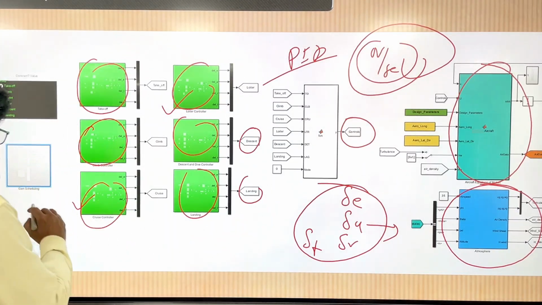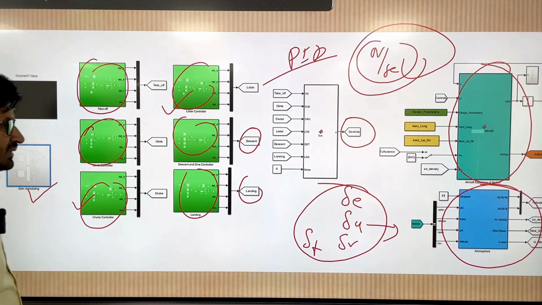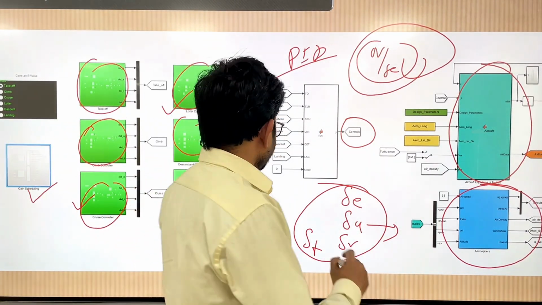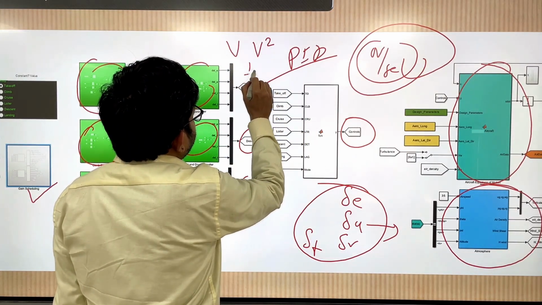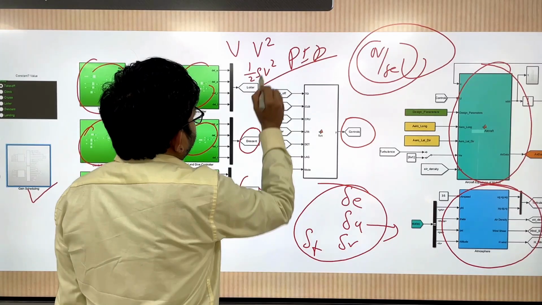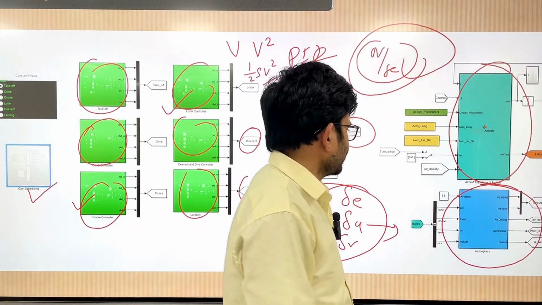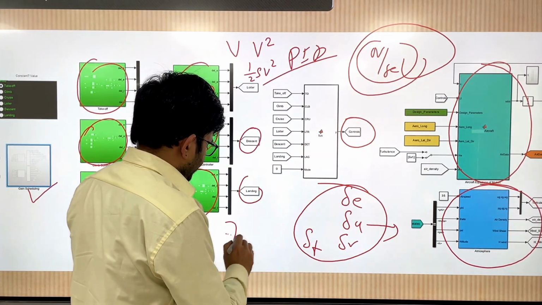So if you have any doubt here, you can ask. And here one more block, you can see this is gain scheduling. So you can schedule the gain based on speed square, or dynamic pressure, half rho v square. Because already you have designed the controller at a single trim point, right?